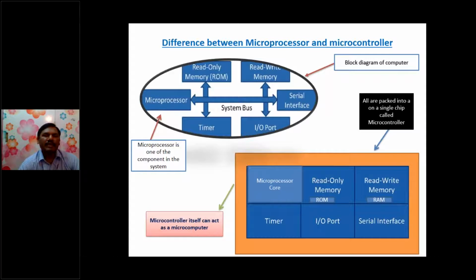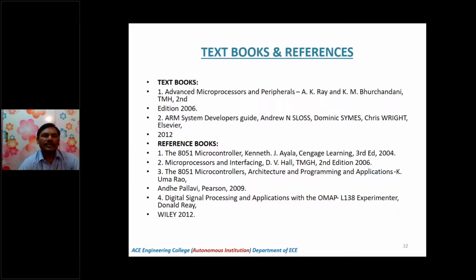This is the difference between microprocessor and microcontroller. I have discussed it already. So these are the textbooks and references. The first one is a very popular textbook, Advanced Microprocessors and Peripherals by A.K. Ray. The second unit, 8051 Microcontrollers by J. Ayala. And the fourth and fifth units, ARM System Developer by N. Sloss. These are different textbooks.